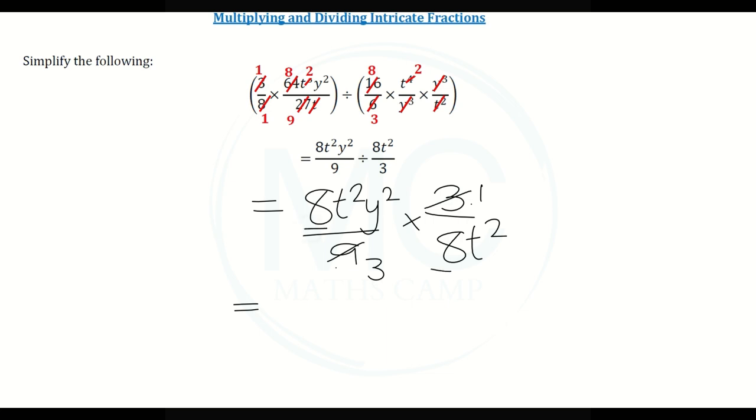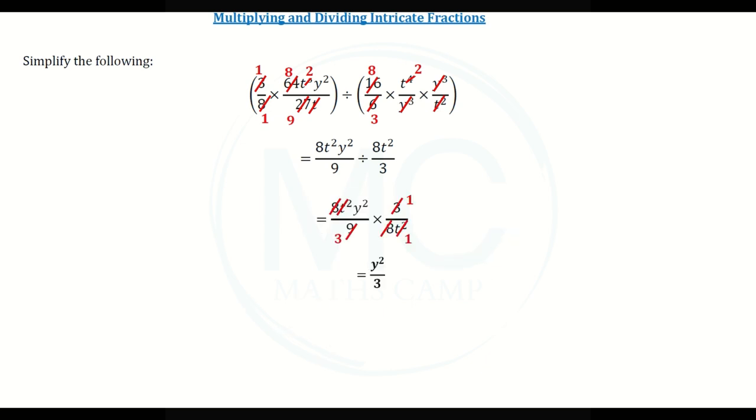Now we have 8 and 8. These two will cancel. We have t squared and t squared, so these two will cancel. And we're left with y squared. Now we can multiply. Y squared multiplied by 1 is y squared. And 3 multiplied by 1 leaves us with 3. I want to look at one more example.